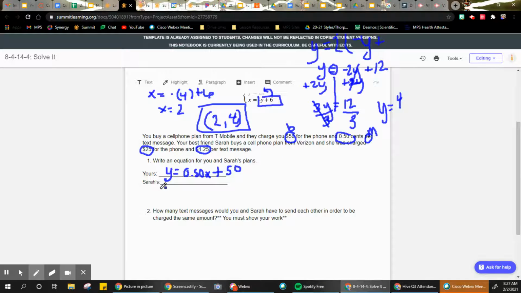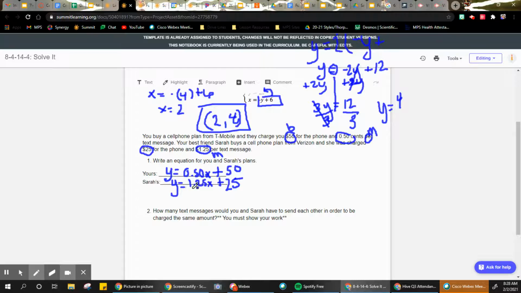And then I'm going to go to my second equation. Okay, so again, our x is how many text messages she sent. So this per means that's our m. So our m for this case is 1.25x plus Sarah's initial cost for her phone was cheaper than yours. It's 25.